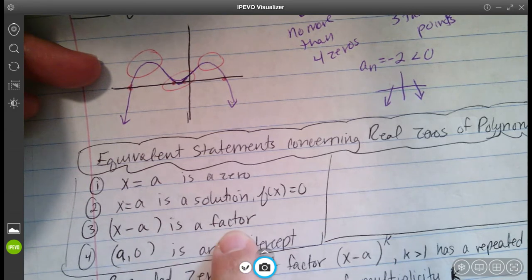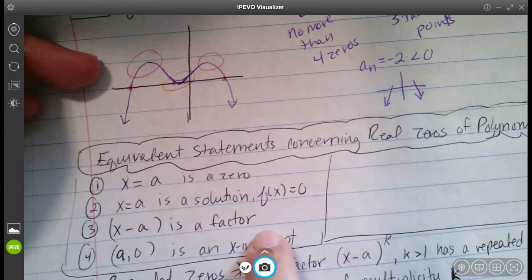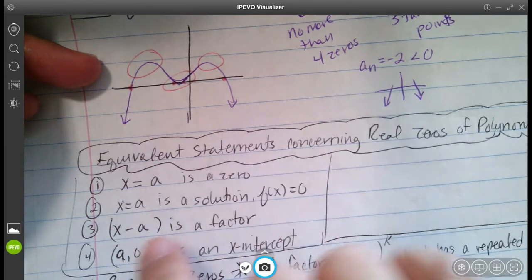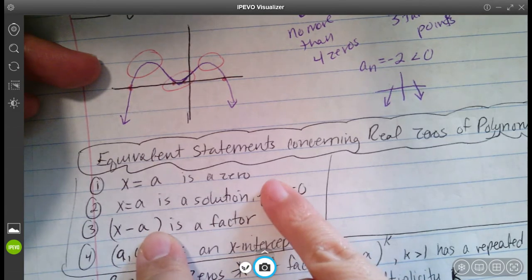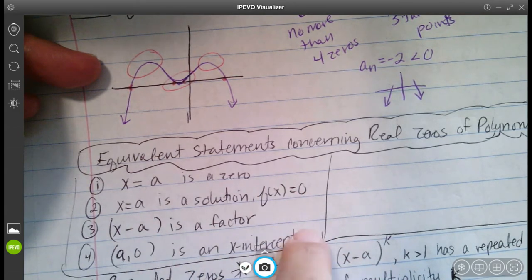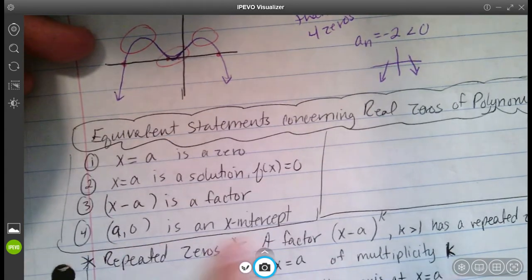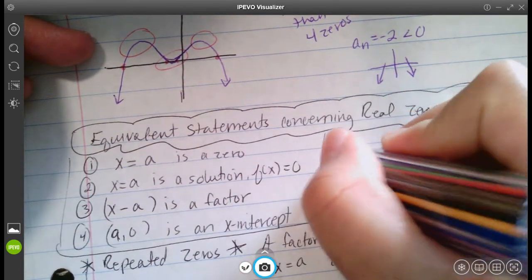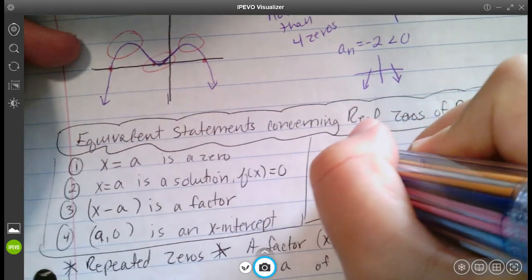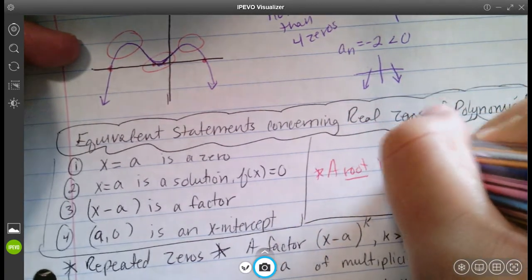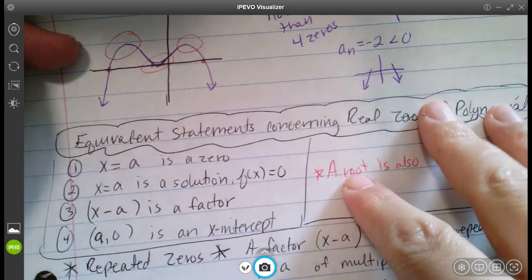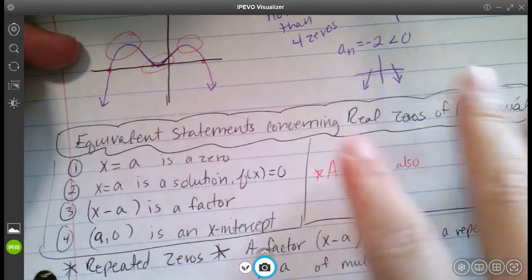x minus a is a factor. You'll remember this from when we do factoring. We have the factors, and then we have to set this equal to 0. So don't confuse them. The factor is not equal to the solution. This is a factor. You still have to solve it to get to these two. And last but not least, (a, 0) is an x-intercept. So you have all these words. I want to add one more just here on the side: a root is also a 0, because we have seen that word as well. Just some real basic stuff here.